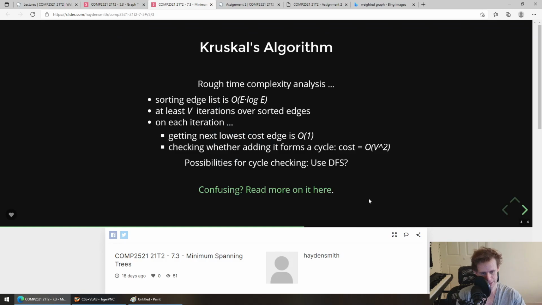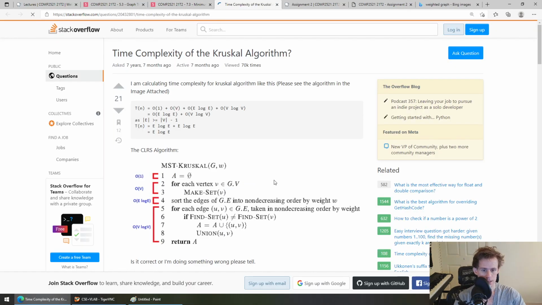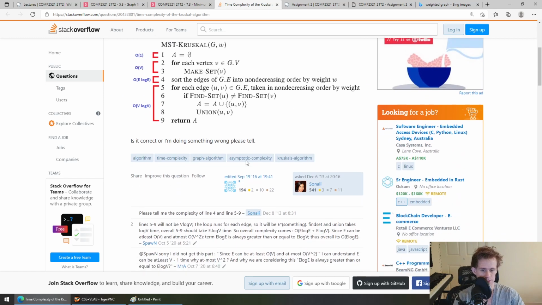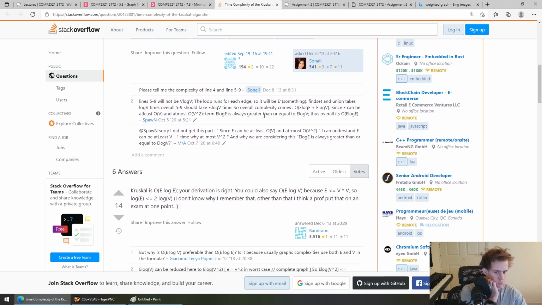So in terms of the complexity, I was quite interested in finding a way to explain why the complexity we teach in this course says that Kruskal's algorithm is E log E complexity. I was looking around on the internet for some interesting explanations, and this article was probably the most interesting to me.